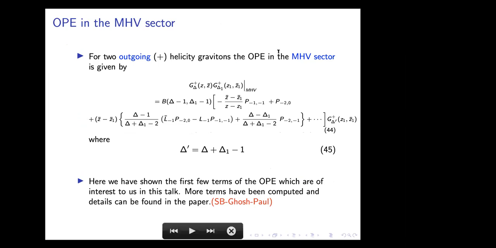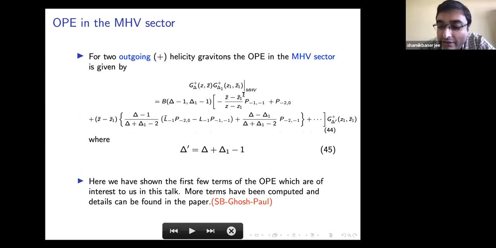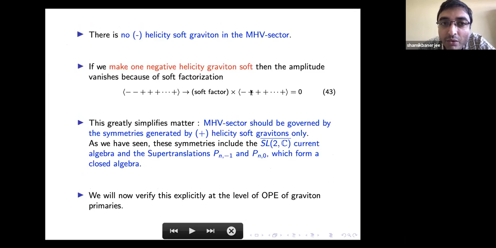Why would the symmetry group be bigger? Because in the MHV sector, you have only S1 plus or S0 plus. But if you go beyond the MHV sector, you have both S plus minus 1 and S plus minus 0. So you have SL2C constant algebra and SL2C bar constant algebra. So both the algebras are there.